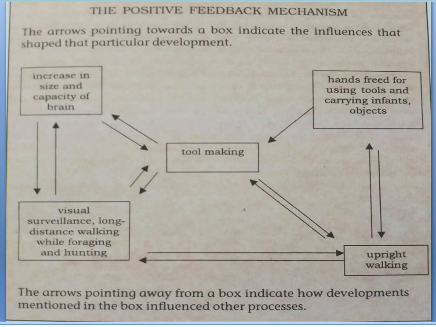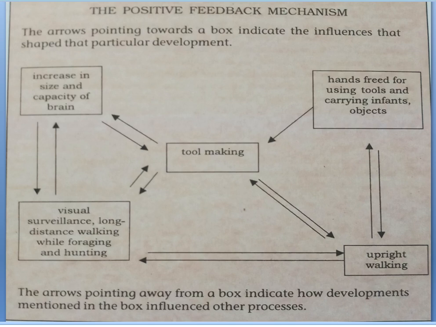Increase in size and capacity of brain helps tool making, because as human brain size increases, the capacity of the brain increases, and the logical capacity of humans will increase the capacity and the technique of tool making. Further, hands were freed for using tools and carrying infant objects. When people were walking on four legs, as quadrupeds, they were not able to make tools. But when they started moving on two legs, their two hands were freed to make tools.